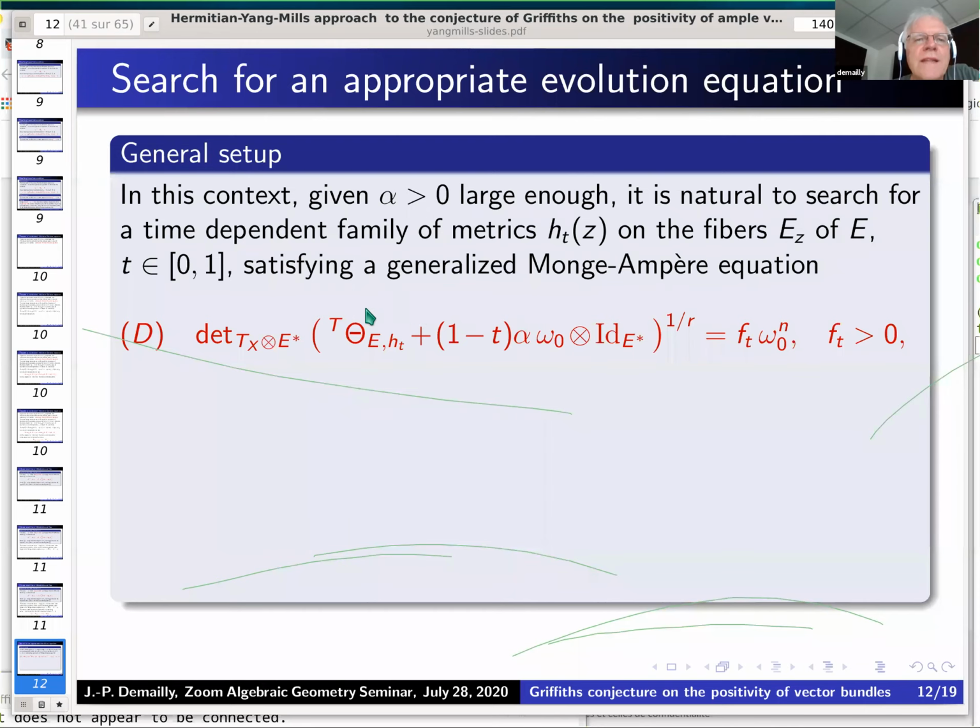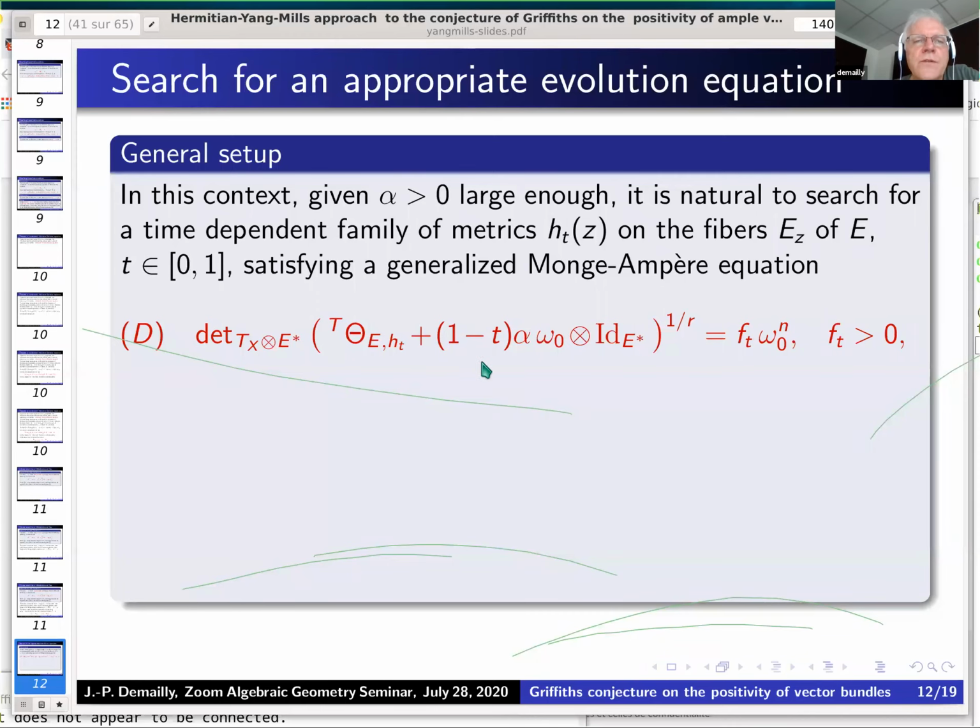Because at time t equals 0, of course, you have not yet solved the conjecture, so you don't know what this curvature tensor is. It might be non-positive, might have some negative coefficients. But if you take alpha very large, whatever this is at time t equals 0, this term will be very large and will make the sum strictly positive. So then the determinant will be strictly positive. And now you want to solve this with a strictly positive right-hand side, f_t, depending on time.